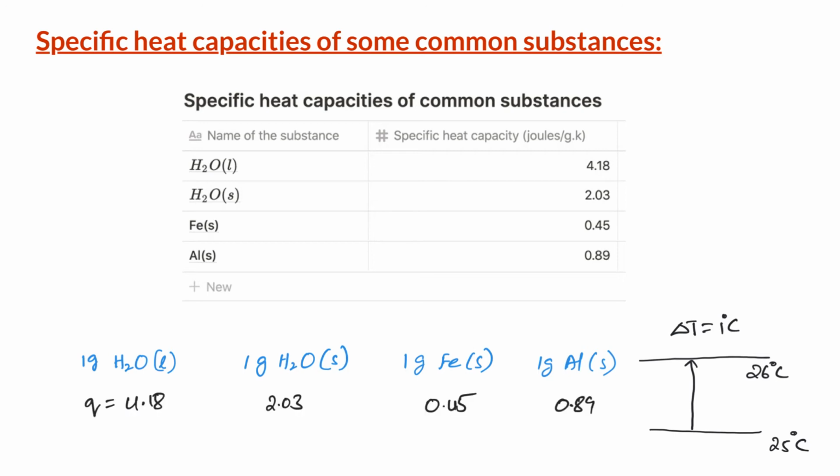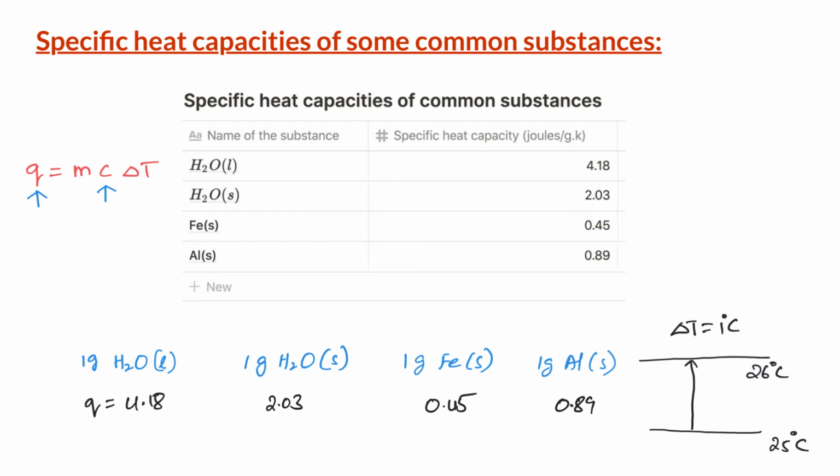For liquid water, it takes 4.18 joules. For ice, it takes 2.03 joules. For iron, it takes 0.45 joules. And for aluminum, it takes 0.89 joules. So, larger specific heat means a large amount of heat is required to increase the temperature of 1 gram of substance by 1 degree Celsius. Now, what happens when these substances cool down?